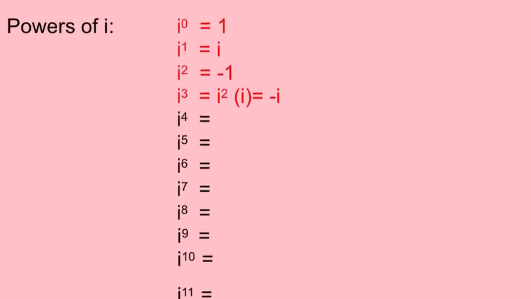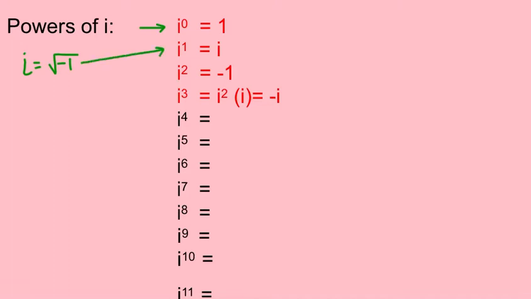i to the 0 equals 1. Anything raised to the 0 power is 1. So there's the first one. And then i to the 1, remember what i represents. i equals the square root of -1, an imaginary number.